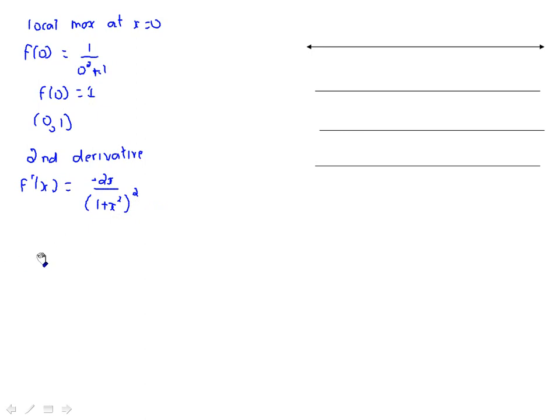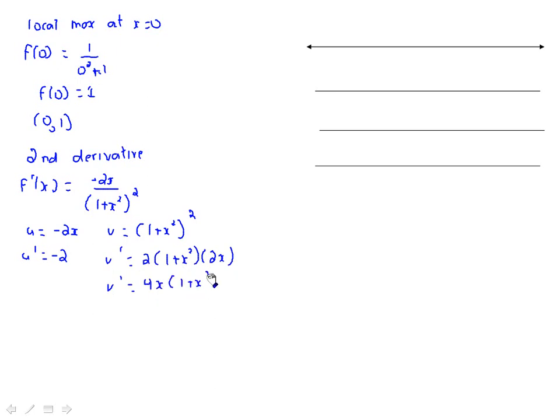And u is equal to negative 2x. U prime is equal to negative 2. V is equal to (1 plus x squared) to the 2. So V prime is equal to 2 times (1 plus x squared) multiplied by the derivative of the inner, which is 2x. So V prime is equal to 4x multiplied by (1 plus x squared).